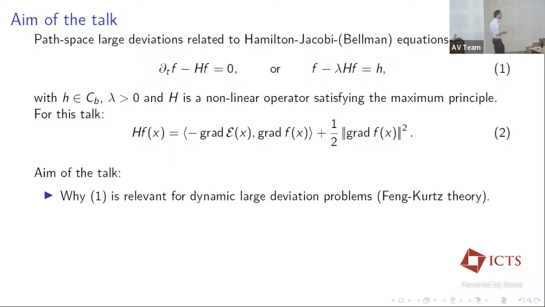The aim of the talk is the following. The first thing I'm going to do is address why this equation pops up in large deviation theory. Frank already mentioned that at the beginning of the week. This is the well-known, or not so well-known, Feng-Kurtz theory, so I'll talk a little bit about that. Then the second question is why I want to use exactly this structure, because if you use Feng-Kurtz theory for large deviations, you find all sorts of Hamiltonians, but why is it exactly this one that I want to study today?